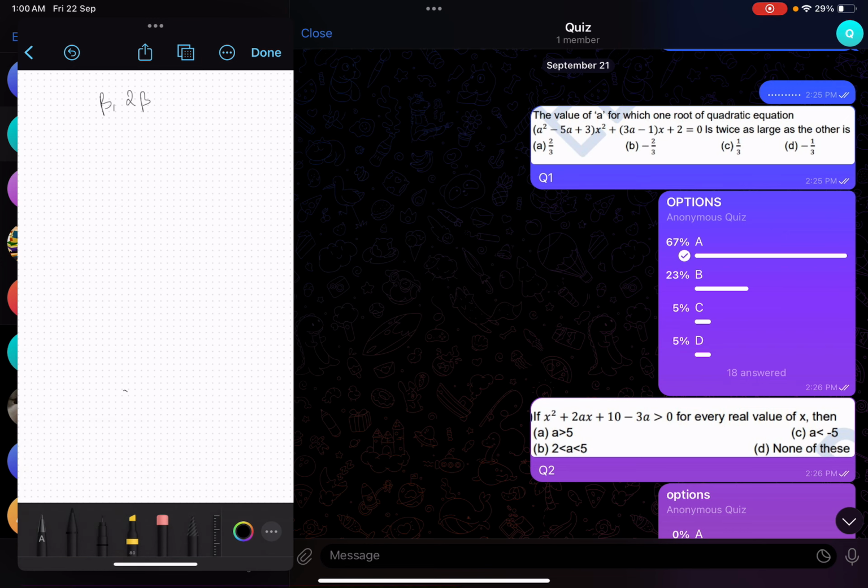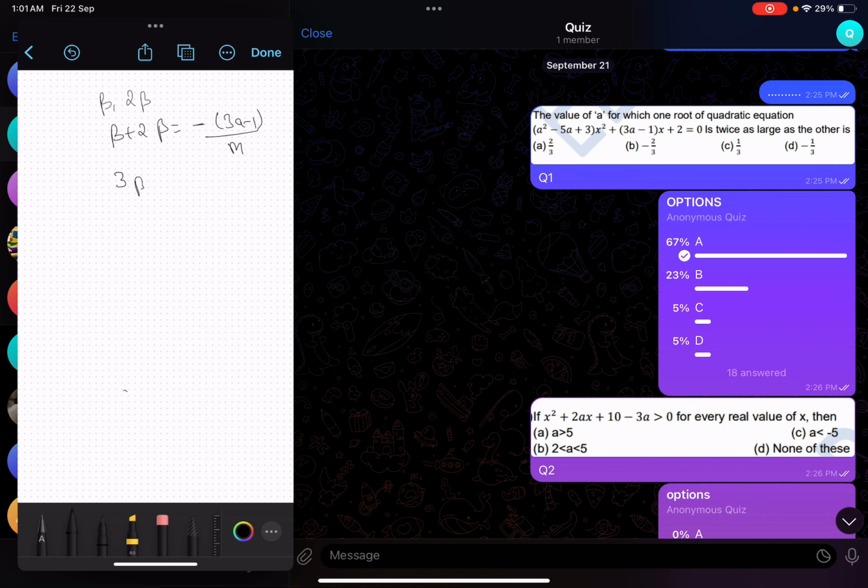So the sum of the roots will be how much? Beta plus 2 beta equal to minus the coefficient of x. The coefficient of x is what? 3a minus 1, upon the coefficient of x square. So that is how much? a square minus 5a plus 3. Since you have to write it too many times, I am taking that value to be m. In the exam also, to save a fraction of seconds, you can do this.